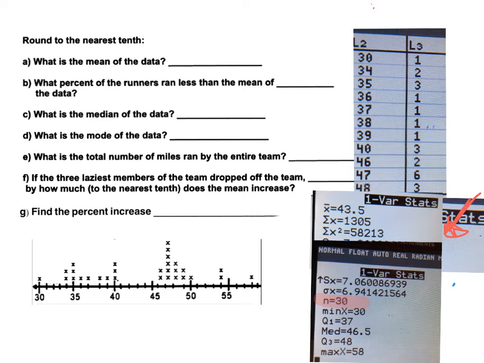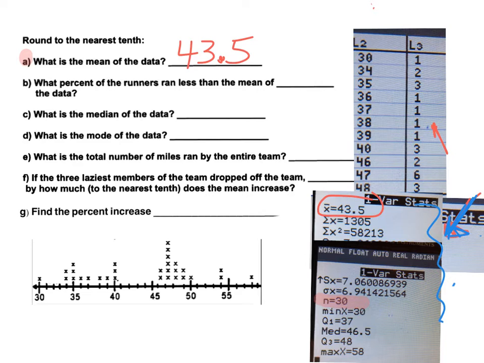So now we want to go about answering these questions. Letter A asks, what is the mean of the data? Assuming you have this one variable stat test correct, these are the correct values. If you don't have those correct values, you want to go back and try to figure out which data value you entered incorrectly, or which frequency you have incorrectly. The key when you do statistics is to enter the data correctly into your calculator. But here, the mean of the data is 43.5. So what does that mean? That means the average runner on this cross-country team ran 43.5 miles.